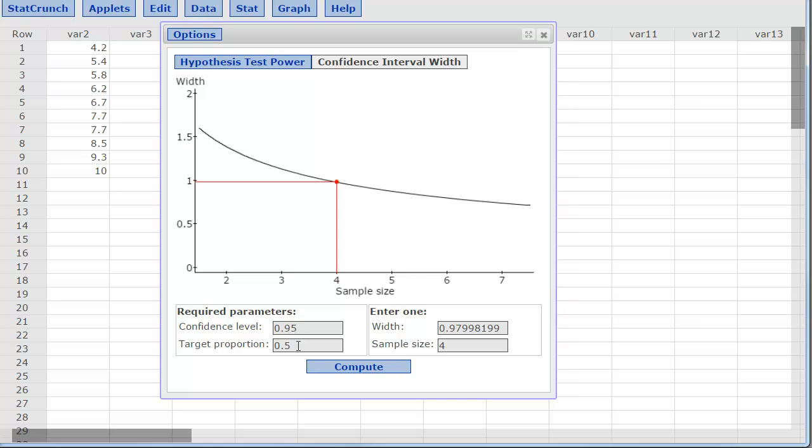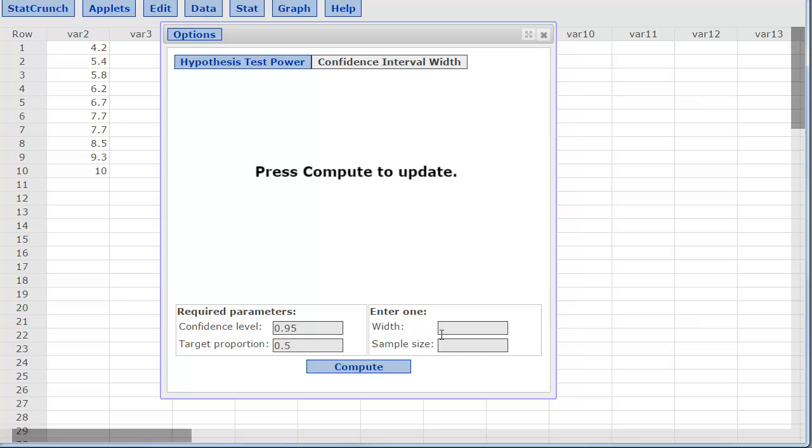You set your target proportion. That's your p hat. If you know what your p hat is, then you put that in here, but if you don't, you just put in 0.5, and then that gives you the 0.25, right, version of p hat times q hat. And then over here it says enter 1. So if I give it a width, it's going to give me a sample size.